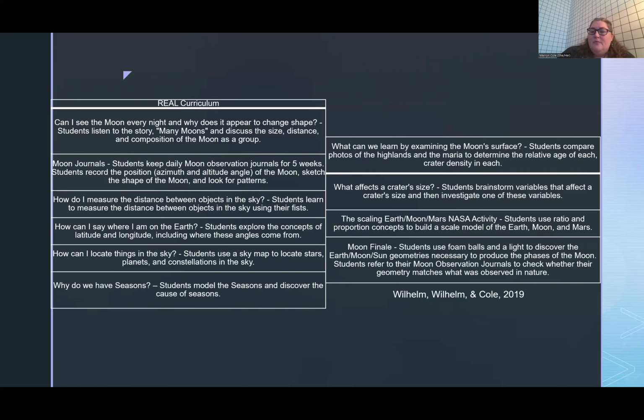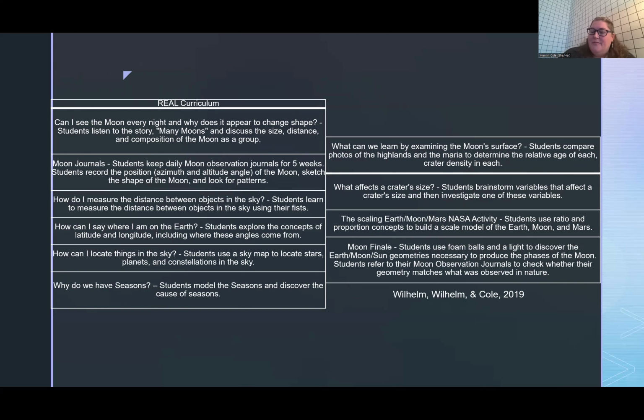Another lesson is related to the scale of the Earth, Moon, Sun system, because we know that if the scale of the system is not understood, it's easy to think that an object blocking part of the moon or a shadow or things like eclipses are actually causing the moon phases. Finally, the last lesson is Moon Finale, where students use foam balls and a light to investigate the Earth, Moon, Sun geometries necessary to produce the phases of the moon. One of the things that makes this lesson a little bit different from similar modeling lessons is that we don't just ask students to place the foam balls in locations to represent the different phases. We ask them to figure it out for themselves a bit, including referring back to their moon journals.